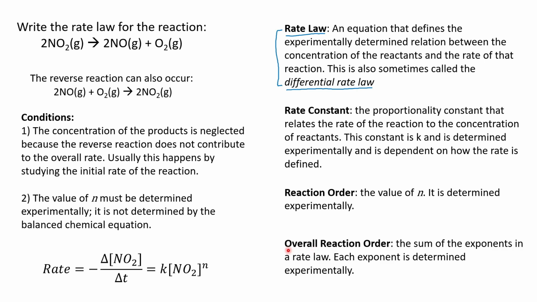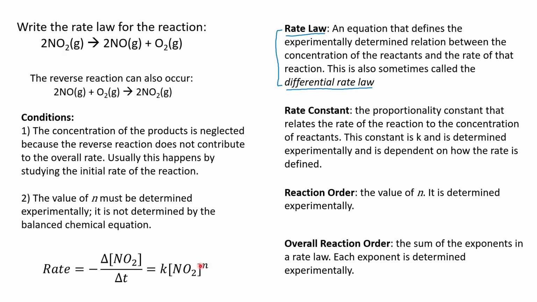Next, I do want to talk about our overall reaction order. This is going to be the sum of the exponents in the rate law. So again, each exponent is determined experimentally. This rate law right here is simple because there is only one reactant.